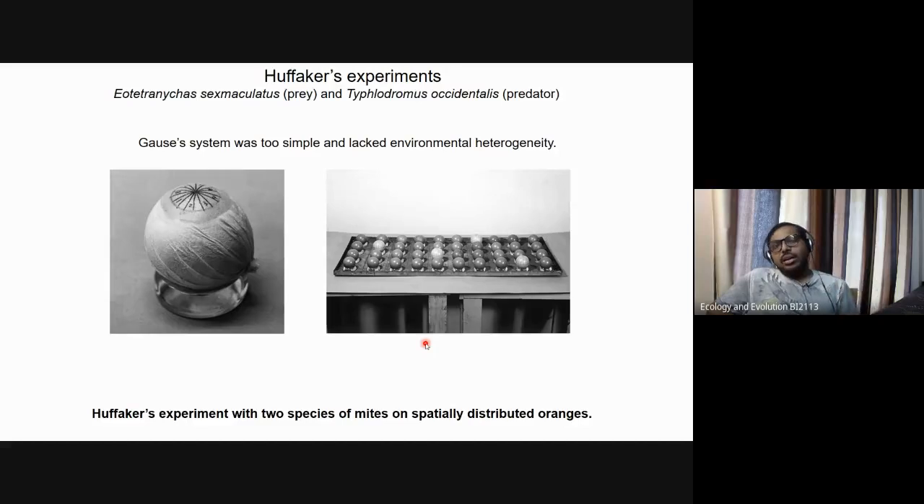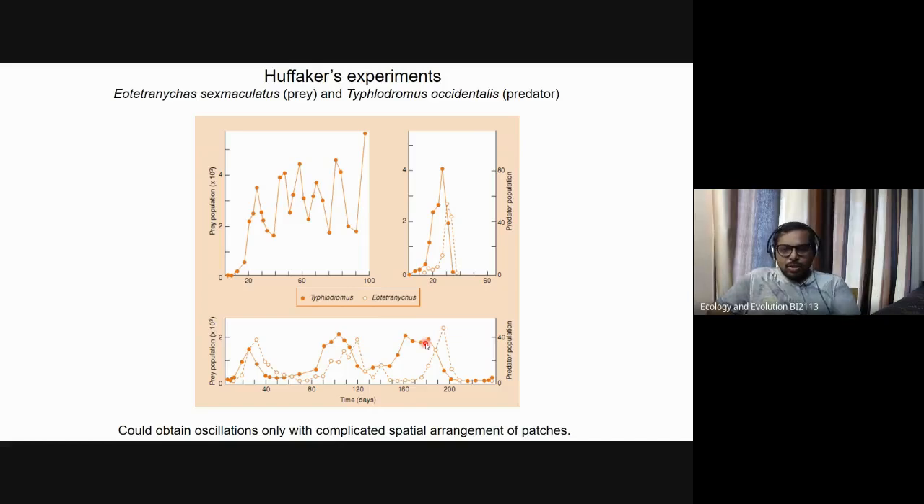So this way he created more and more complicated systems. And finally, I think when he moved to a system of some 48 balls or something like that, he was able to obtain this. Okay, so whatever you see over here, the black one is the predator. The open one is the prey. And you can see that only with a pretty complicated arrangement of patches did he get these sustained oscillations.